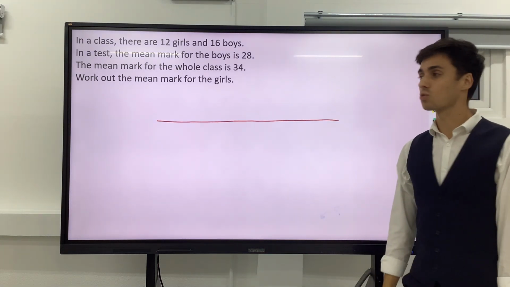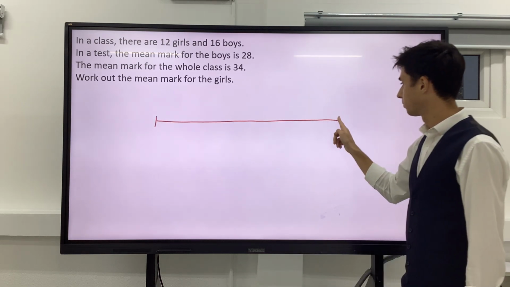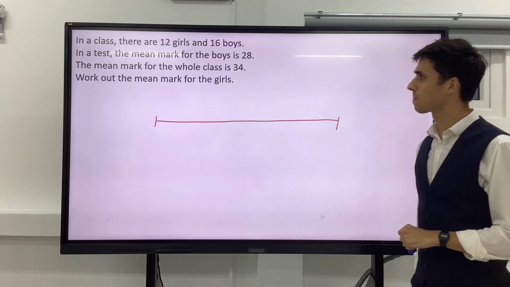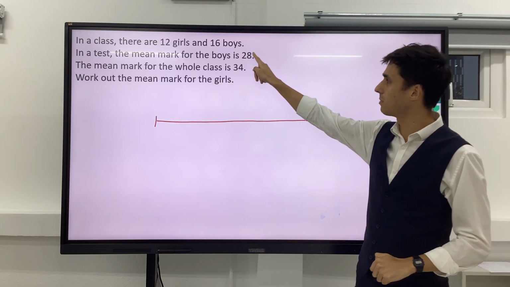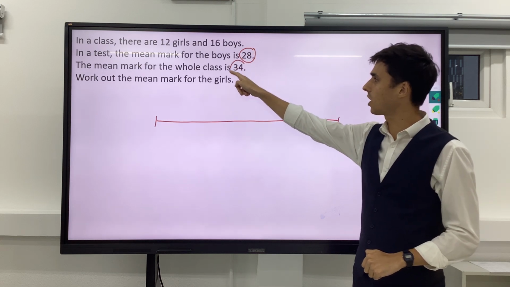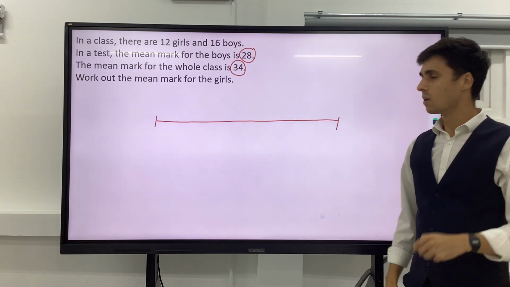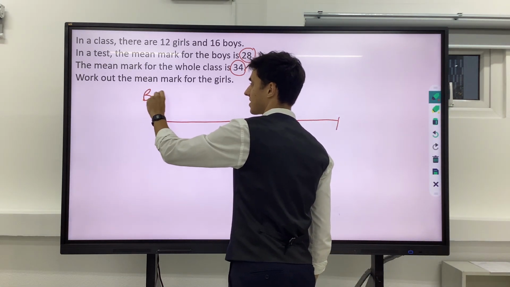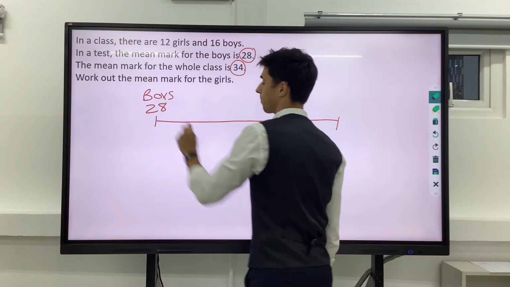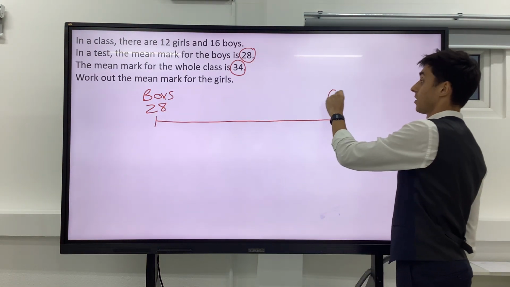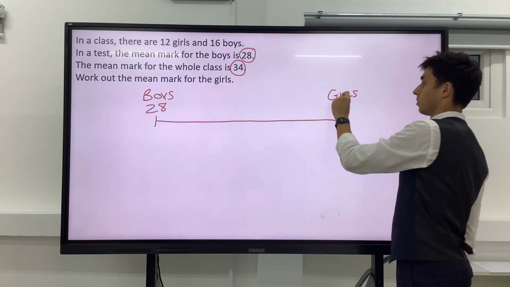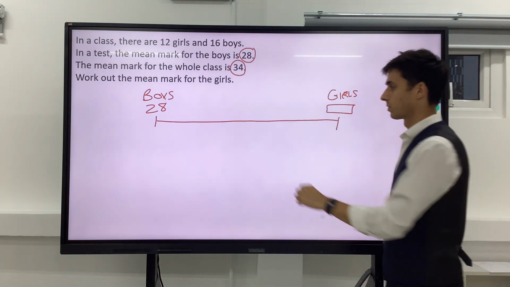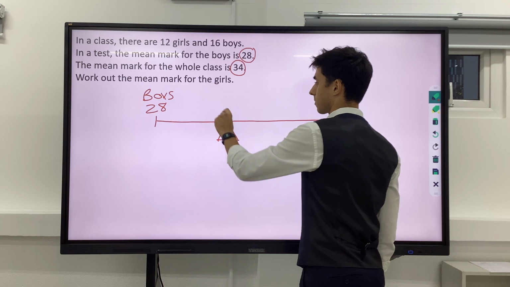Step one is we always draw our number line. We need to think a little bit carefully about which group to put at either end. So if you look here, the boys have a mean of 28 and the whole class has a mean of 34. That means the boys have done worse on average. So the boys are going to be down at this end, 28. The girls are going to be at the other end. We don't know their mean, but we do know the combined mean was 34. So let's mark on here, 34.